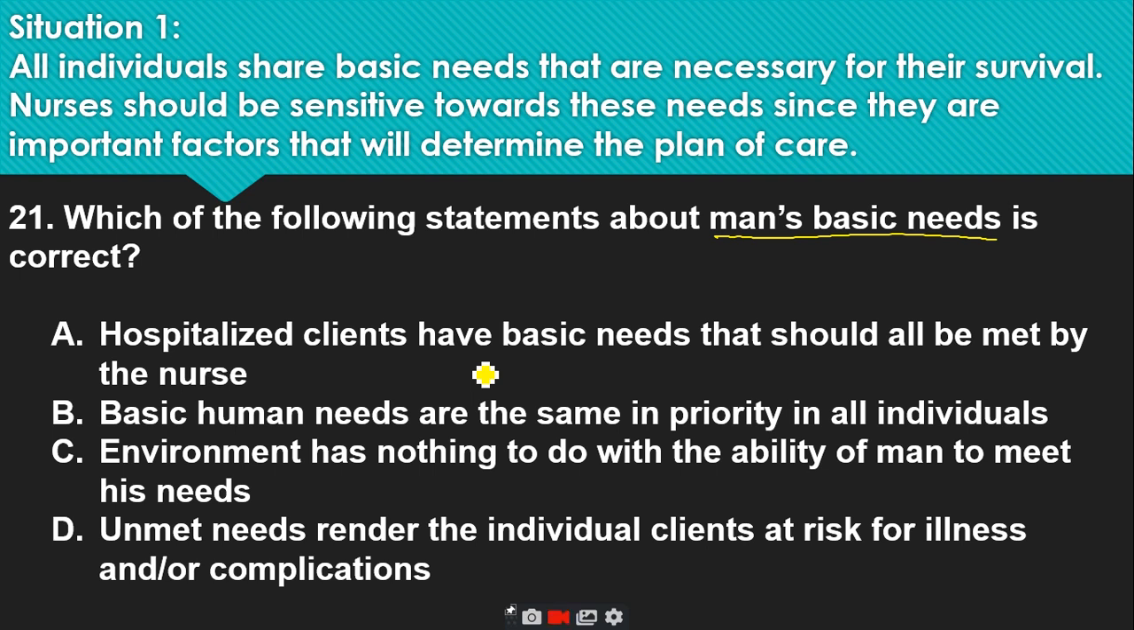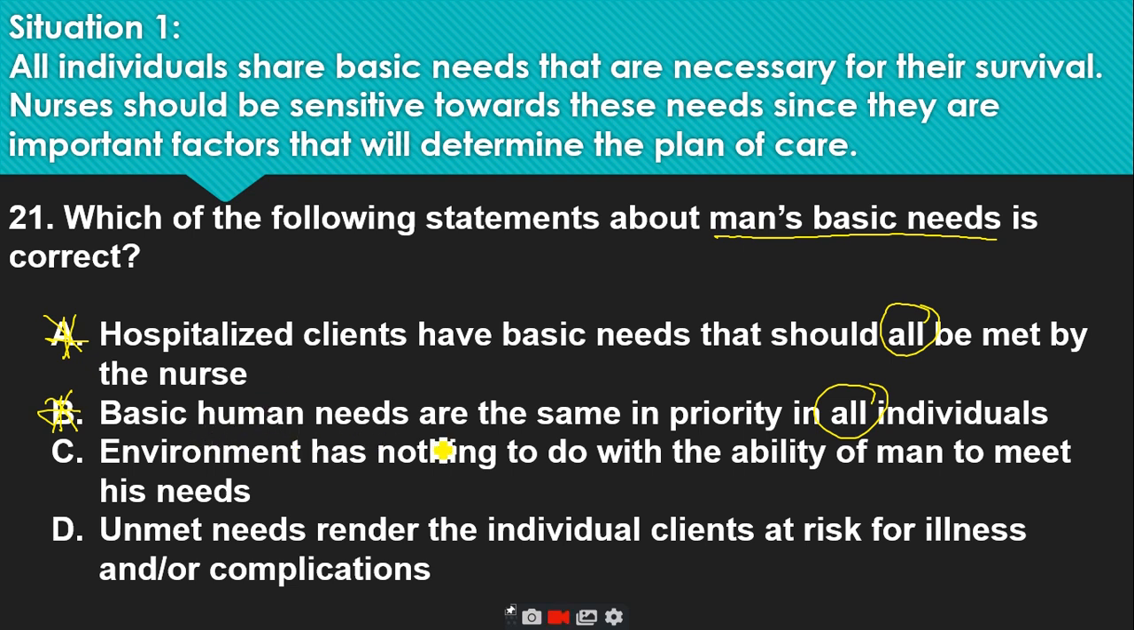In this question, we'll eliminate immediately choice letter A and choice letter B, because both contain the absolute term all. In any examination wherein there is an all, which is an absolute term, that's going to be 95% wrong. Let's dissect. Letter A, hospitalized clients have basic needs that should all be met by the nurse. We're composed of a healthcare team, so the care has to be given by a team, and not given only by a nurse.